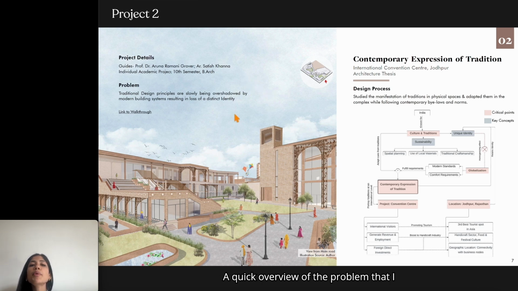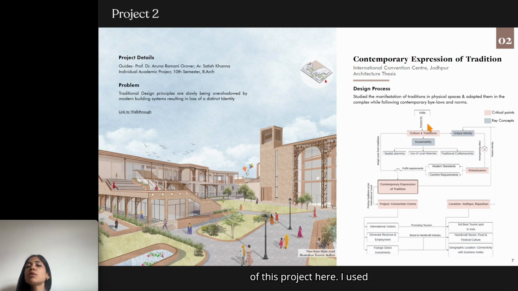A quick overview of the problem that I was solving, and an illustration or a view from my final submission. I also paid attention to smaller details, such as showing where this view was taken from, and mentioning the source, that it was made by me and it is not some illustration that I downloaded off the internet. So those were the smaller aspects that I paid attention to while making the cover page of this project.